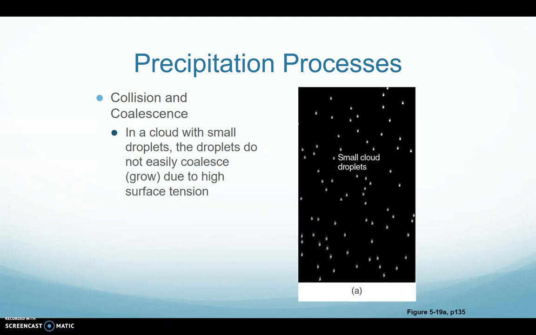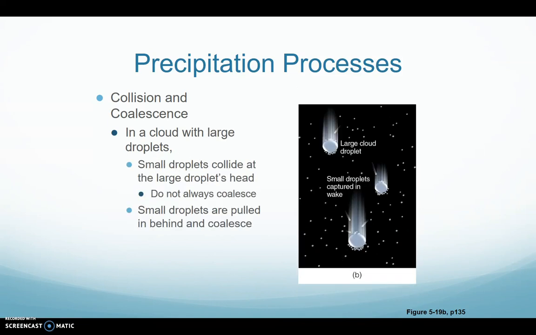And so since it's hard for small cloud droplets to coalesce because of the high surface tension, they depend primarily on condensation from the supersaturation, which was the first thing we talked about. And they also depend a lot on collision. Over time, droplets will get larger, and when they are larger, these droplets will start to fall through a cloud. As they do, two things happen.